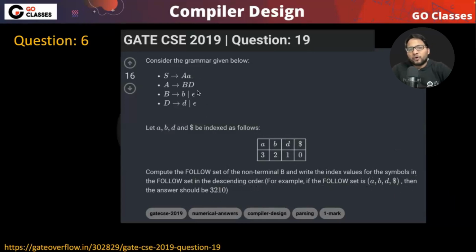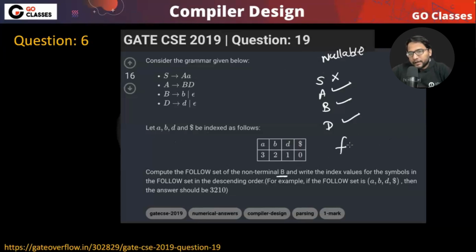So what is the follow of B? They're asking the follow of B. Can you tell me the nullable symbols first? B is nullable, D is nullable, A is also nullable. Is S nullable? No, right? Now they're asking the follow of B. So follow of B will be the same as first of D. So what is first of D?